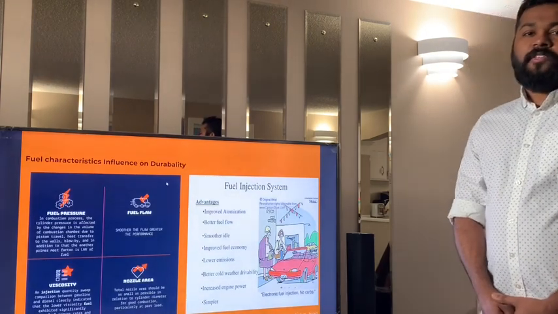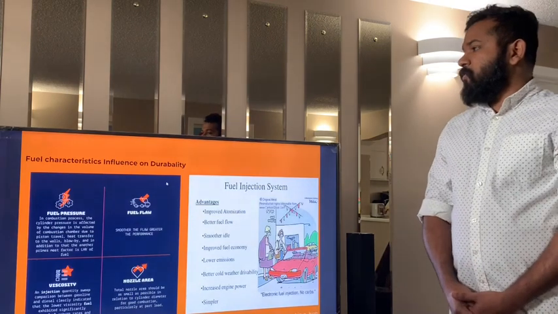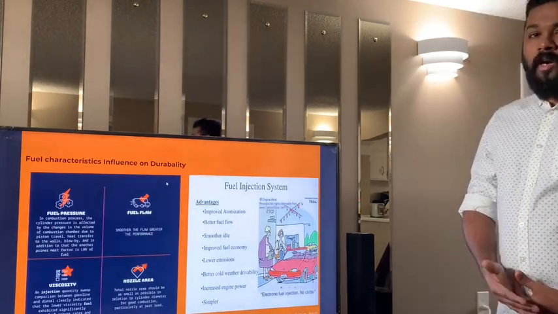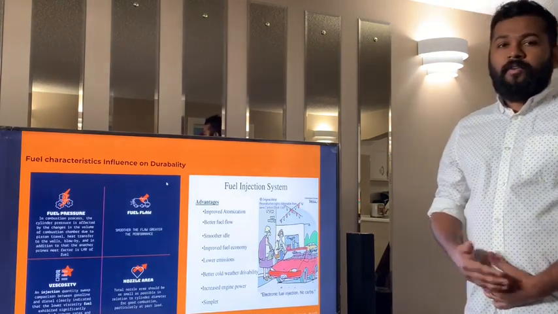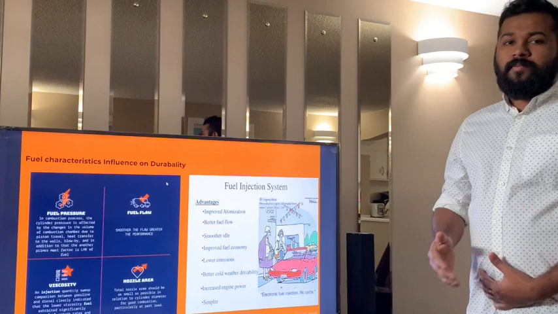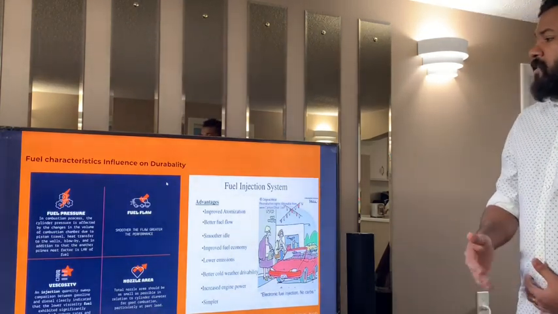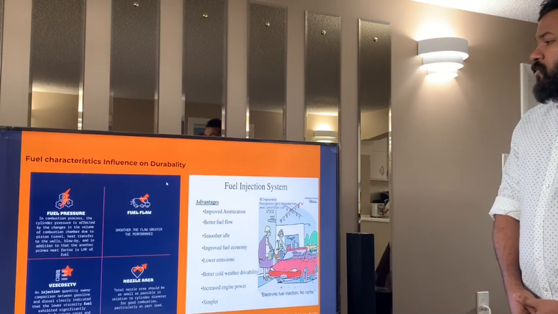I'm going to continue with the fuel injection system topic. My friend Juhin explained about the fuel injection system and its performance characteristics. And I'm going to continue with fuel characteristics' influence on durability of the fuel injection system and its performance characteristics. There are 4 fuel characteristics: fuel pressure, fuel flow, viscosity, and nozzle area.